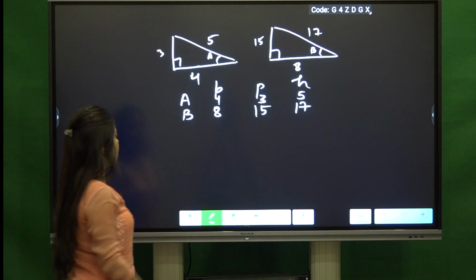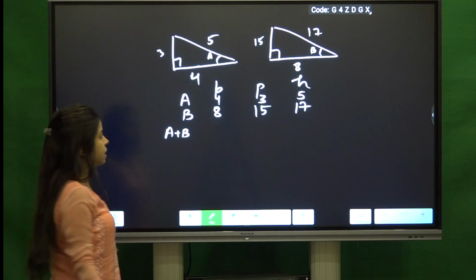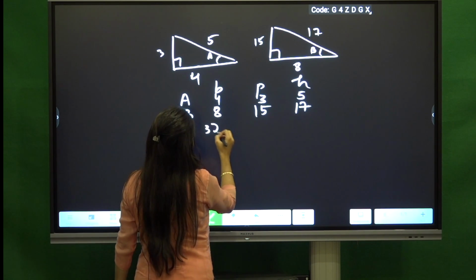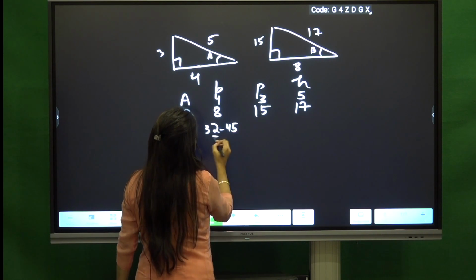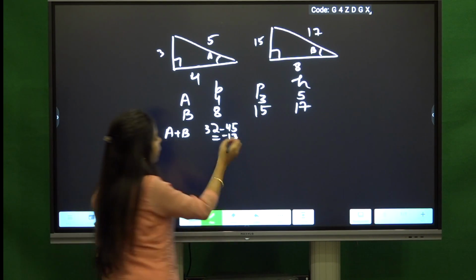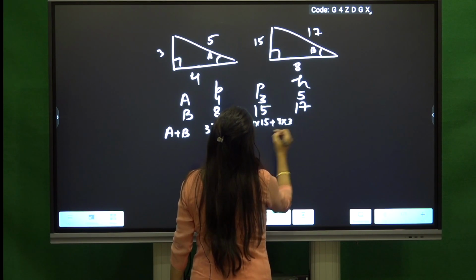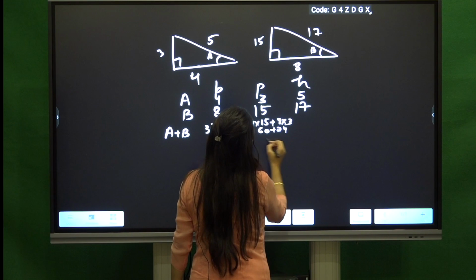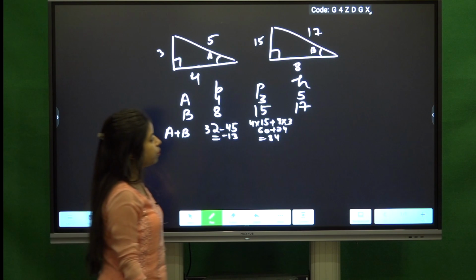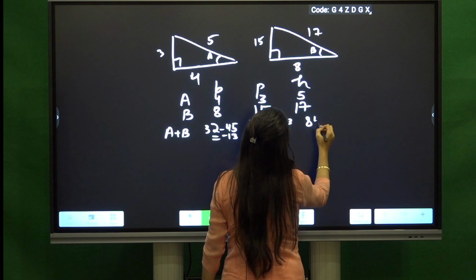Okay. So, let us now find out what is A plus B. Now, here for A plus B the base is 4 into 8 is 32 minus 45, which is minus 13. For perpendicular we have 4 into 15 plus 8 into 3, which is 60 plus 24, which is 84. And for the hypotenuse we have 17 into 5, which is 85.